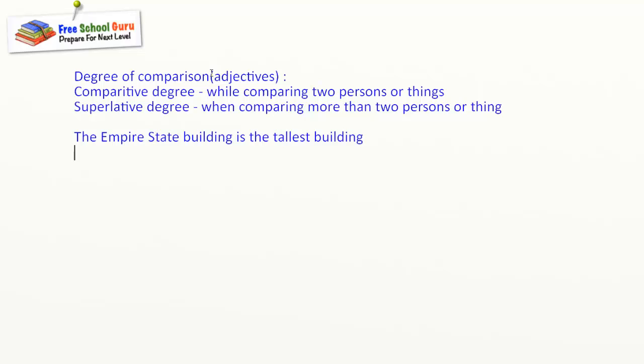Okay, so we'll take some examples and then we'll come back and understand whether it's a comparative degree or a superlative degree. Okay, gold is costlier than silver. Okay, Amy is more intelligent than Jack.